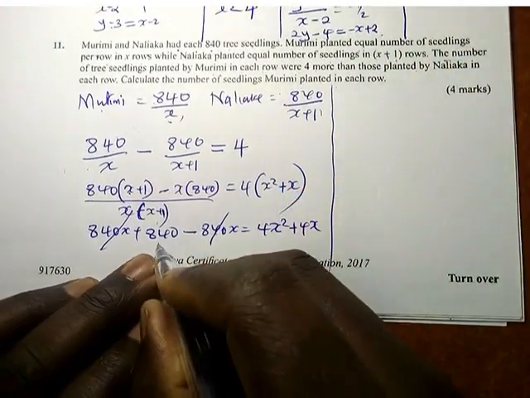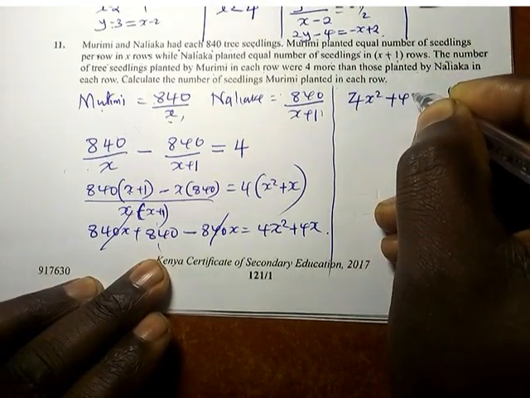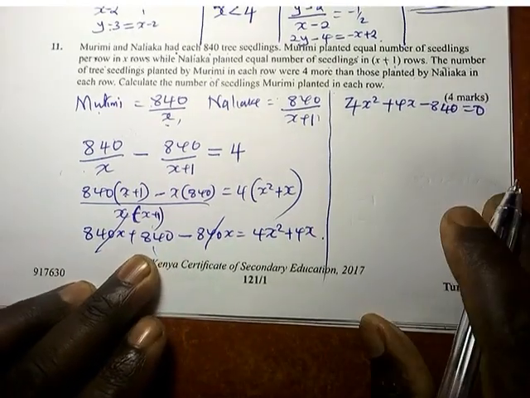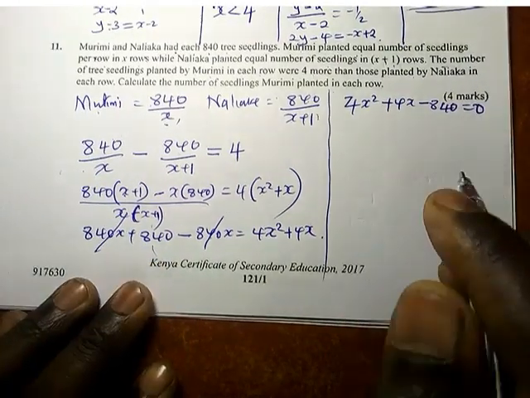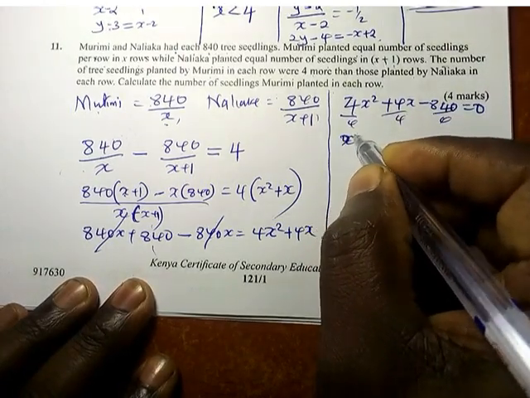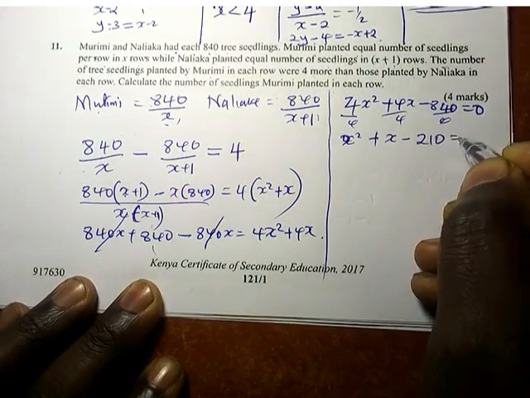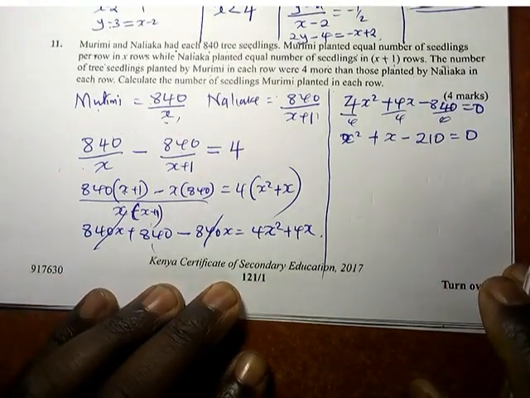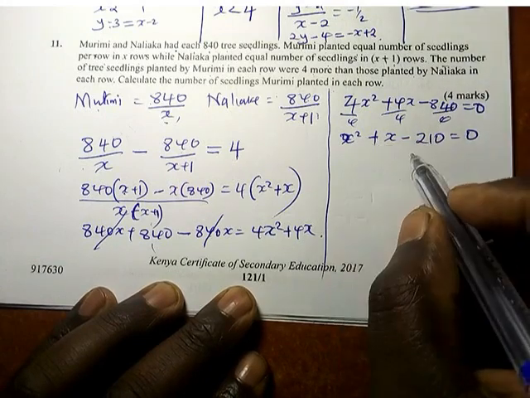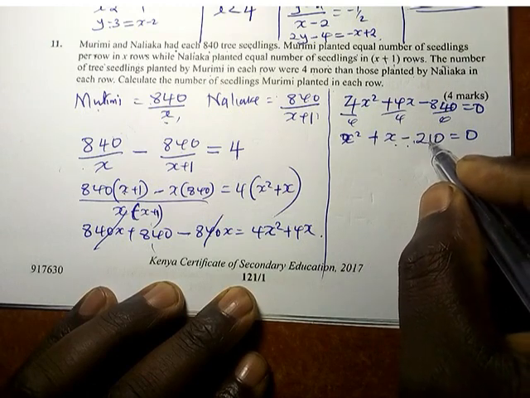Now we will have, hii kikuja pande itakuwa negative, 4x squared plus 4x minus 840 is equal to 0. We can simplify, divide by 4 every term. We will have x squared plus x minus 210 equal to 0. We are looking for the value of x. So I want to go faster. The numbers will be 14 and 15, which will give us 210.